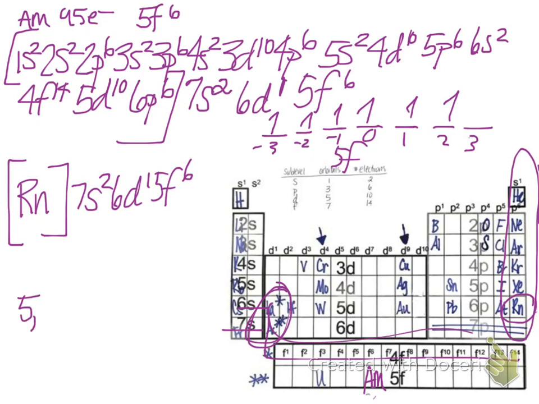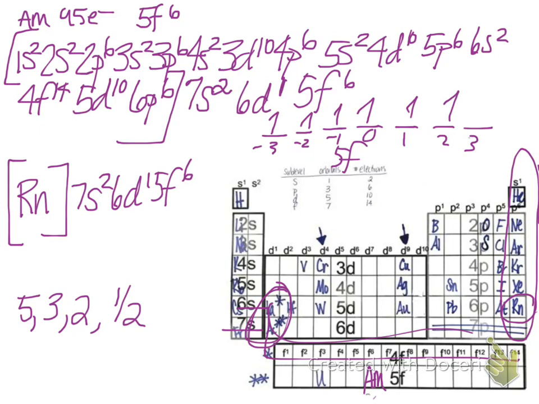How do we signify an f orbital? 3. It's in the position of number 2, and it's spinning up. So that's how I would do that.